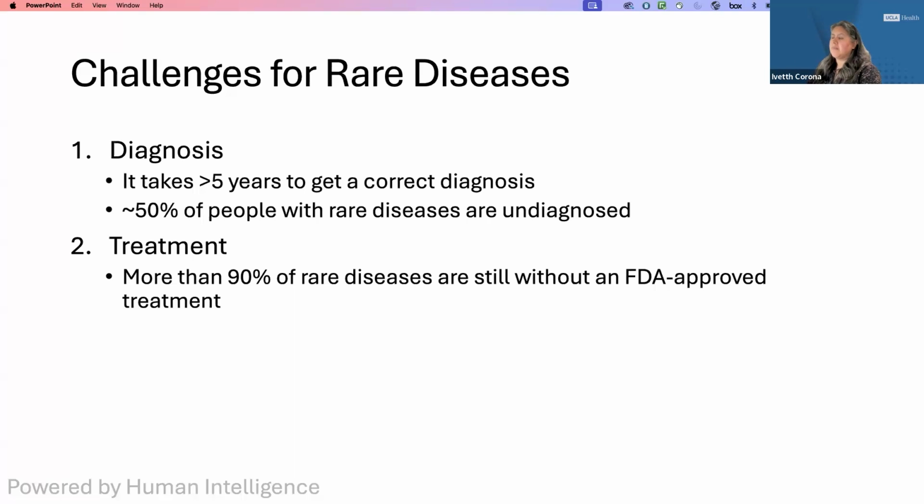Then in the world of rare diseases, there are two main challenges that I can list here. The diagnosis is one. It takes more than 5 years to get a correct diagnosis. And around 50% of people are diagnosed, but the other 50% don't receive a diagnosis. And the other challenge is the treatment. More than 90% of rare diseases are still without an FDA-approved treatment. But in the UDN and in this talk, we're going to just focus on diagnosis.